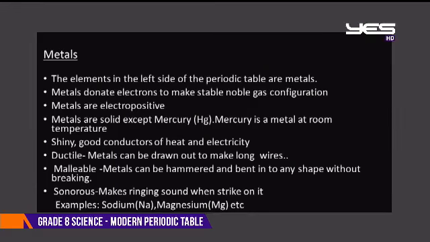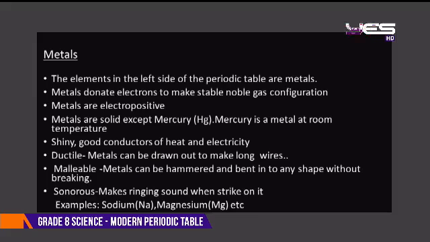Then, which are the properties of these metals? Metals are shiny, they are good conductors of heat and electricity, and they are ductile. What do you mean by ductile or ductility? Ductile means metals can be drawn out to make long wires. For example, aluminum metal can be made into long wires, and we use that to make electric cables. That property of the metal is known as ductility.